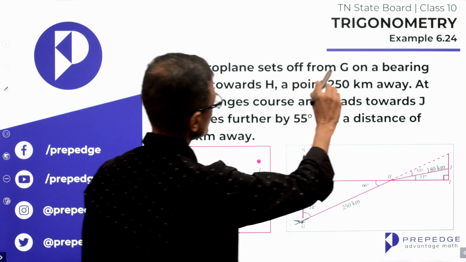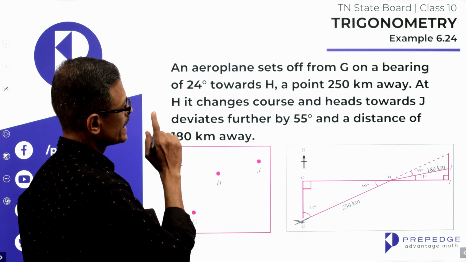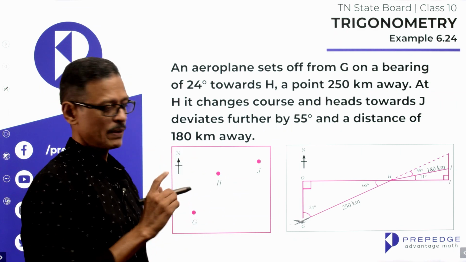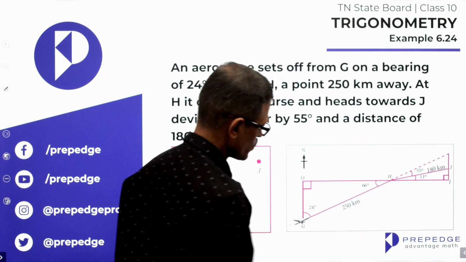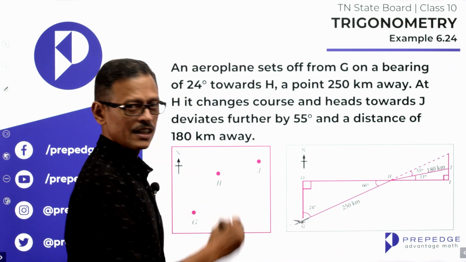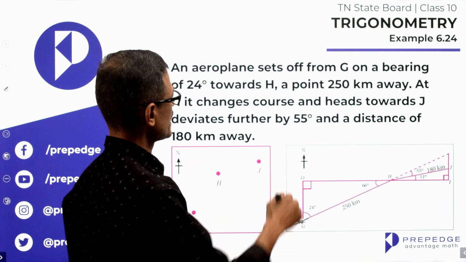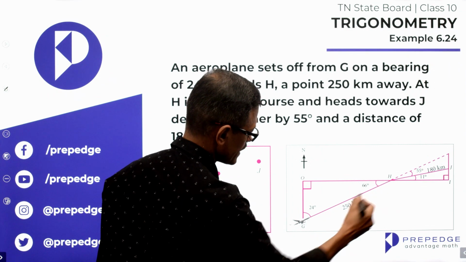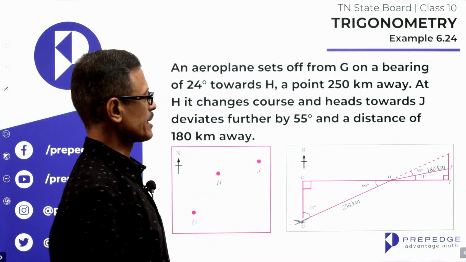An aeroplane sets off from G on a bearing of 24 degrees towards H, right? The aeroplane goes from point G to point H. So G to H it's traveling at a bearing of 24 degrees. A point 250 kilometers away. The distance between G and H is 250 kilometers.